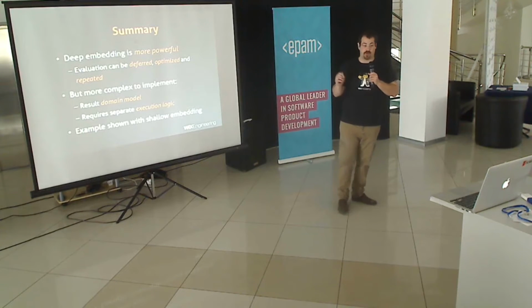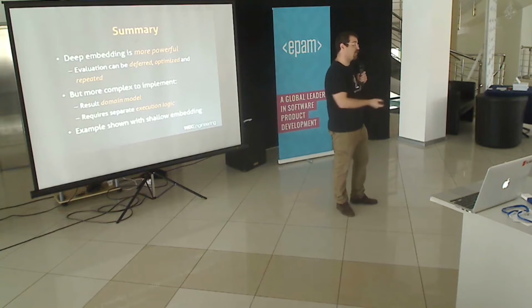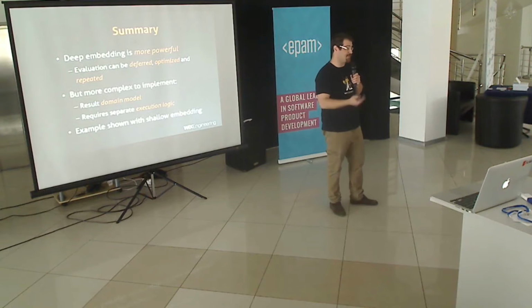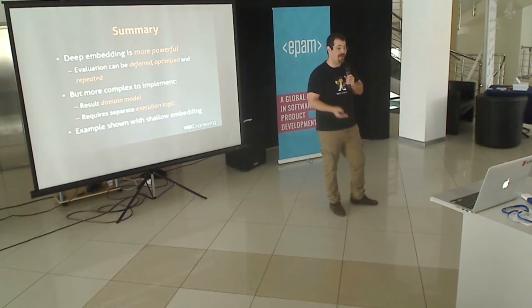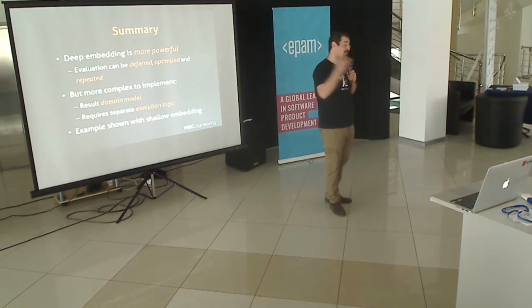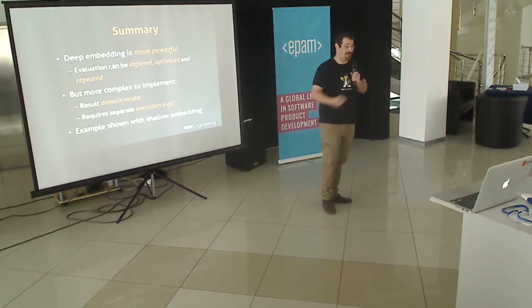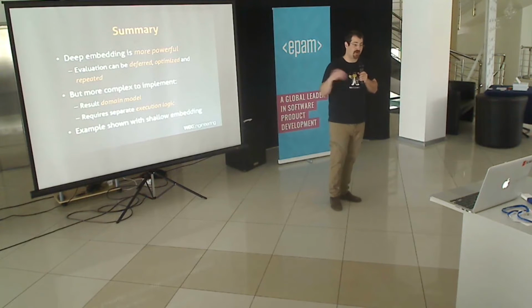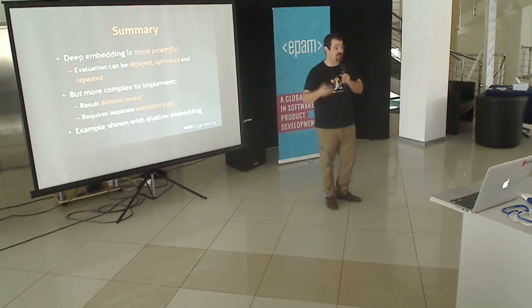If the result of an expression is an execution plan, you need some domain model, you need some classes to represent that execution plan. And then you need to write logic to actually execute that execution plan. Right? So it's a lot more complicated to set up. So it really depends on the level of complexity that you need and the complexity of your domain and what it is you're actually trying to achieve.